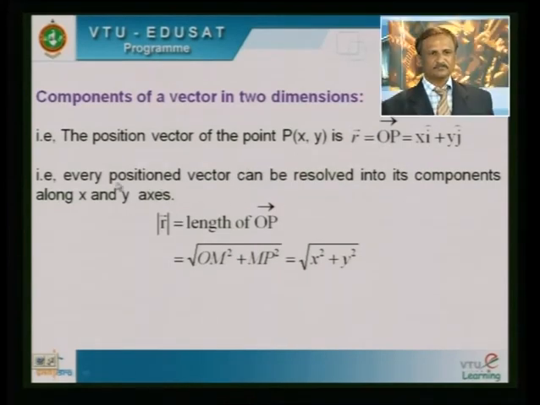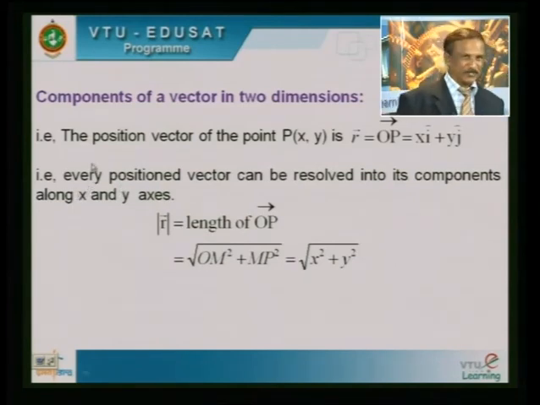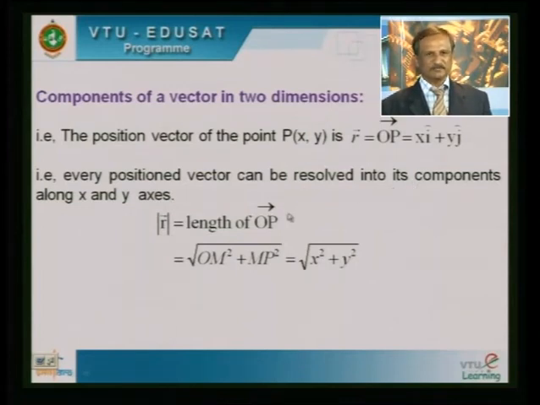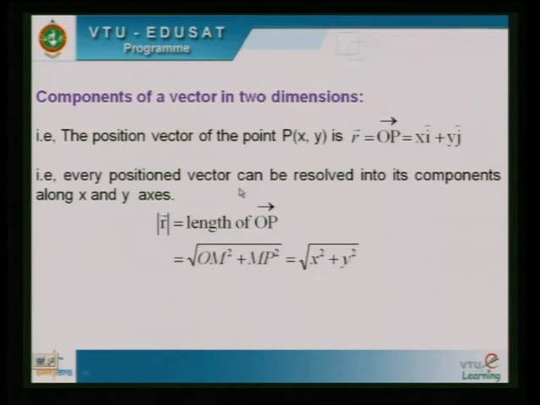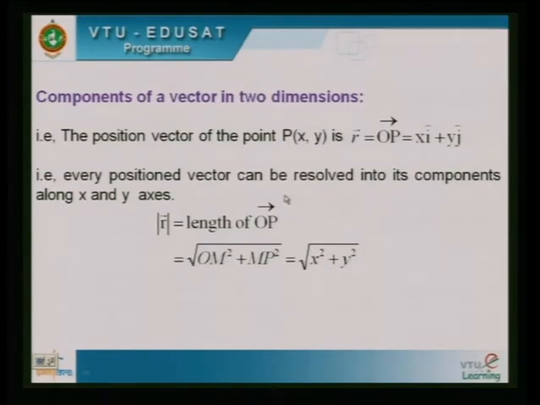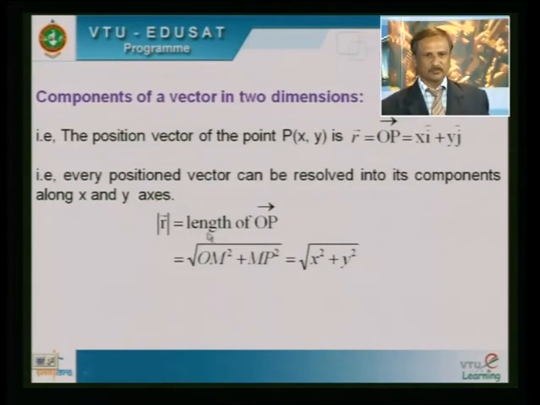You want to calculate the length. How do you calculate length? Every position vector can be resolved into its components along the x and y axes. You can write the modulus of r, that is equal to the length of OP, which is the square root of OM squared plus MP squared, that is equal to the square root of x squared plus y squared.